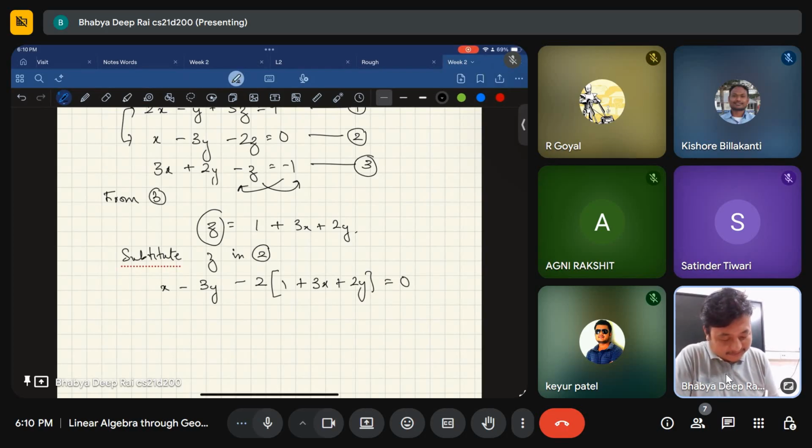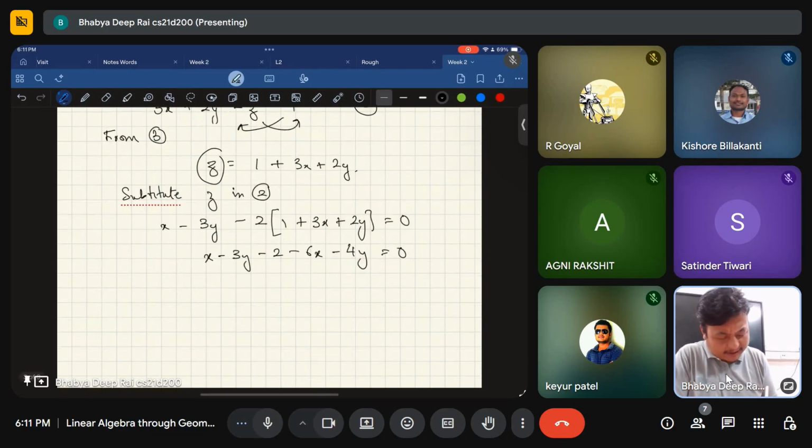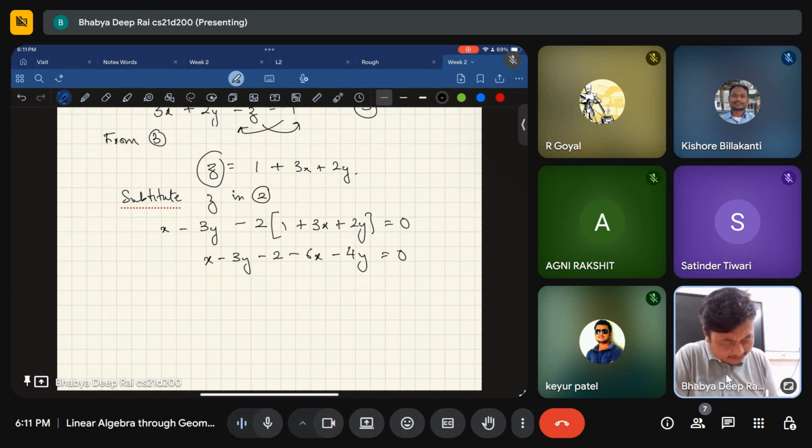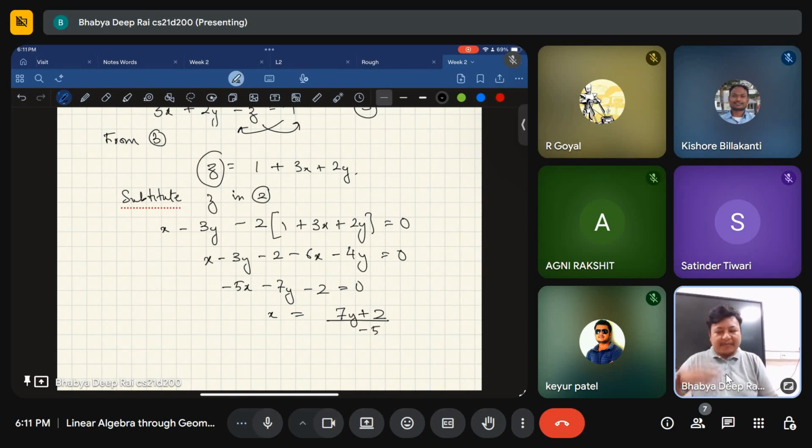And then what do I get? x minus 3y minus 2 minus 6x minus 4y equals 0, and minus 5x minus 7y minus 2 equals 0. Again I want to do substitution, so either I pick x or y and bring everything in terms of that. Let's say I pick x. So I bring x equals to something, so I shift 7y there, plus 2 here, and then I do minus 5 here. So this is what I have.